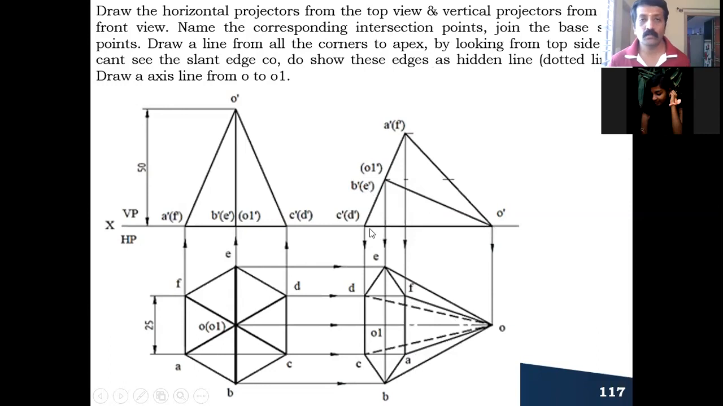What about the two slant edges which are resting on your XY line, C to O and D to O? That you cannot see. You make them the hidden edges. The axis line you can represent with the axis line representation from O to O1. This completes your second position top view.